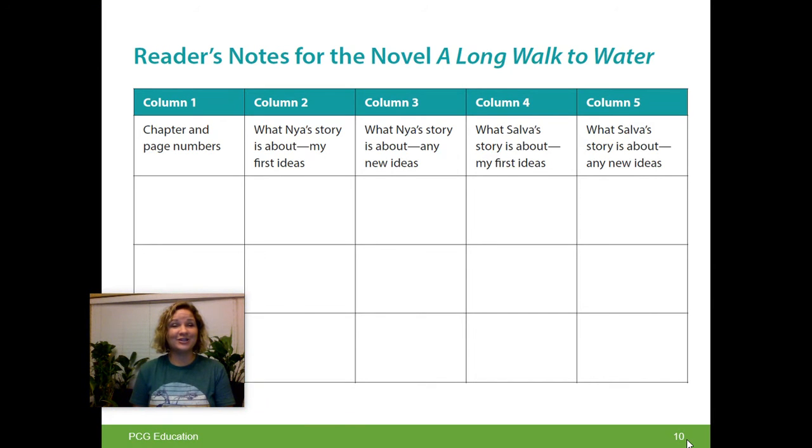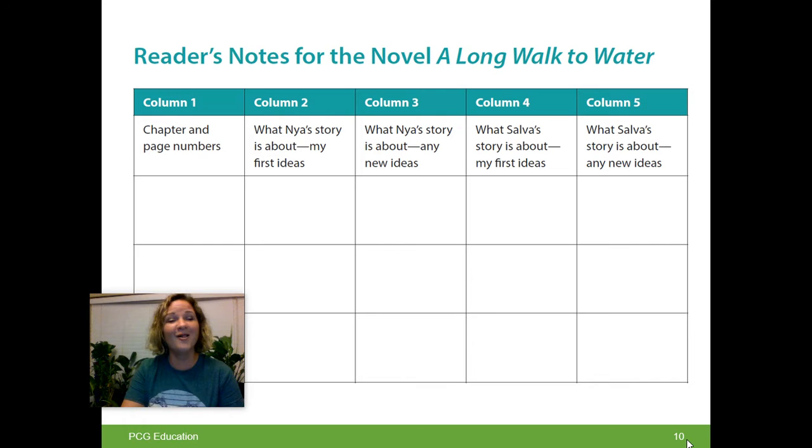My name is Natalie Hutchings, and I'm going to take you on the journey through how to fill out this graphic organizer. This graphic organizer is called the Reader's Notes for A Long Walk to Water. So I just want to point stuff out to you that is going to be important while you're filling it out. The first thing I want to point out is that this graphic organizer is broken down into 5 columns. So let's explore what each column is asking us to do.